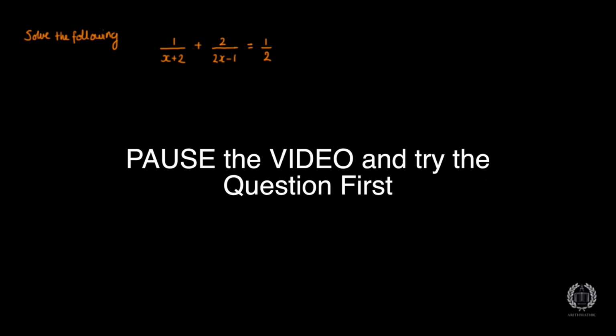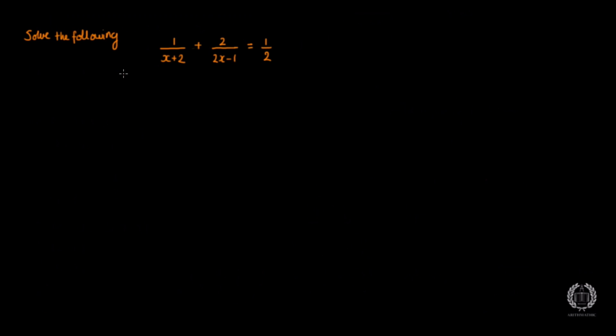Right, so the question here is to solve 1 over x plus 2, plus 2 over 2x minus 1, equals half. The first thing we're going to do is find the lowest common multiple. The lowest common multiple for this equation is just x plus 2 and 2x minus 1 together. Okay, so x plus 2 and 2x minus 1.